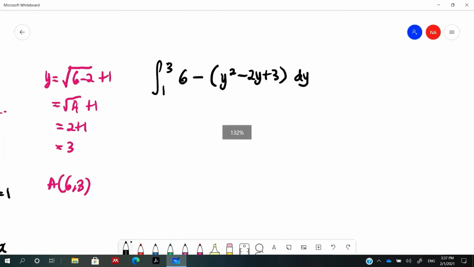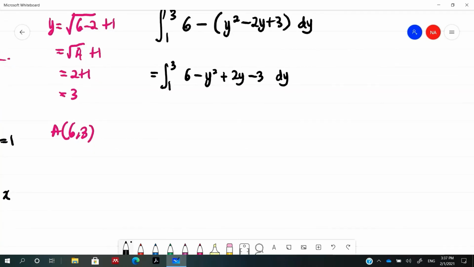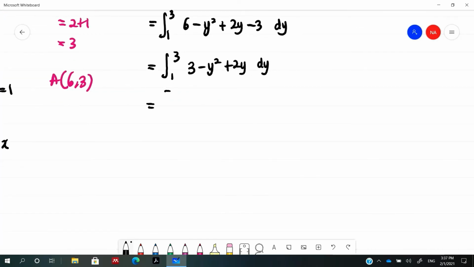So we can actually simplify this. We have the integral from 1 until 3 of 6 minus y squared plus 2y minus 3 dy. So this should be the integral from 1 until 3 of 3 minus y squared plus 2y dy. Now we want to integrate this. When we integrate, it will be 3y minus y to the power of 3 over 3 plus 2y squared over 2, from 1 until 3.